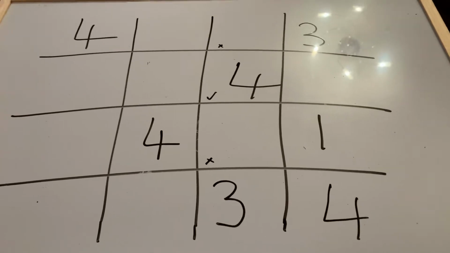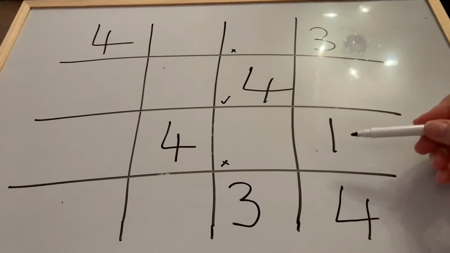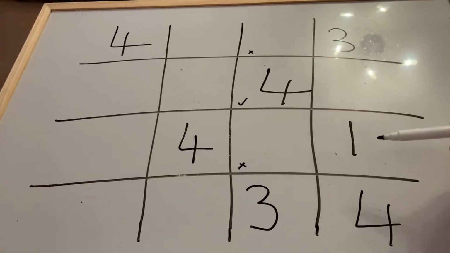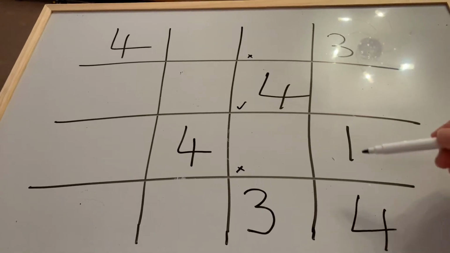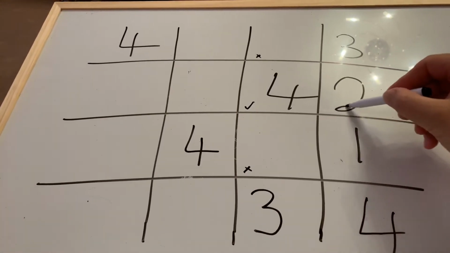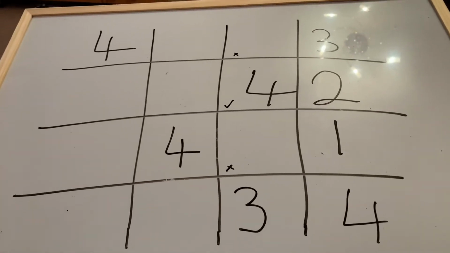Then, let's have a look. Oh, shall we fill this one in? Because we know that we've got to use the numbers 1, 2, 3 and 4. What's missing in this column? 1, 3 and 4. So the one missing is 2. Right, next, let's look at the 3s.